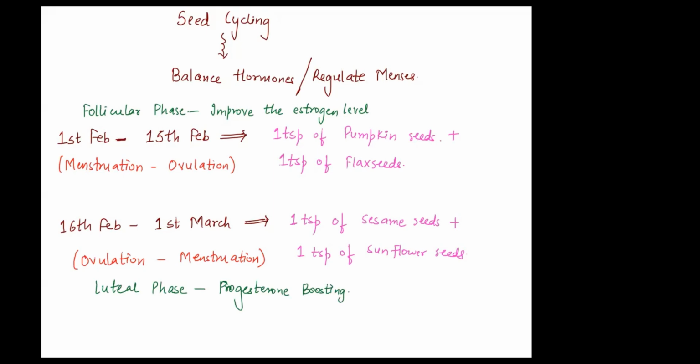Got it? Sesame seeds are again a rich source of zinc, which helps in boosting your progesterone production, and it also helps in blocking excess estrogen levels. Sunflower seeds are high in vitamin E and minerals like selenium. Vitamin E also helps in boosting progesterone, is good for regulating your menses, and balances your hormones in a very positive way. It's a very natural way of regulating your hormonal cycle. Got it?